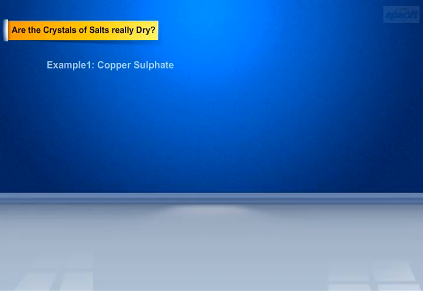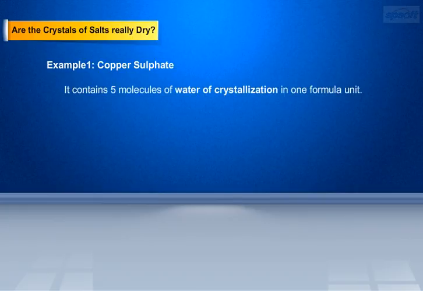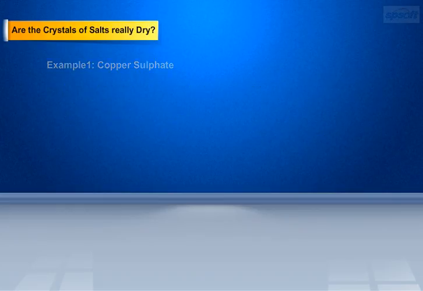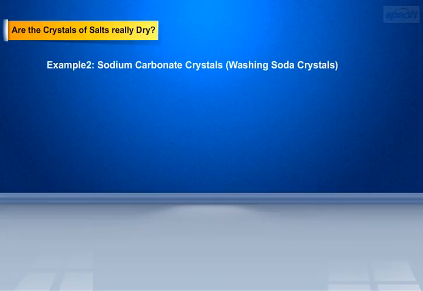Let's see a few examples. Example 1, copper sulfate. It contains 5 molecules of water of crystallization in one formula unit. Hence, we write CuSO4, 5H2O. So, it is called copper sulfate pentahydrate, meaning 5 molecules of water. Let's see the next example.